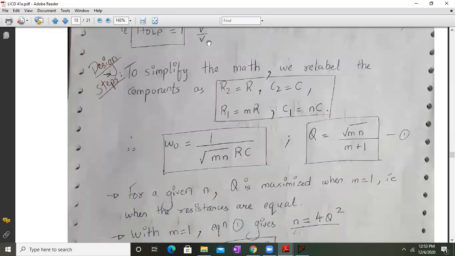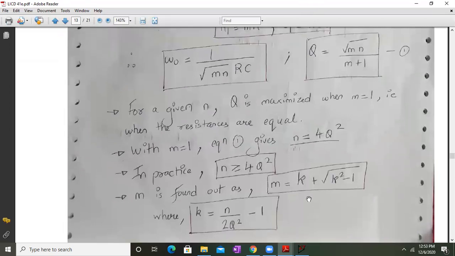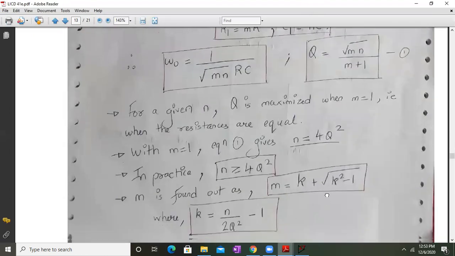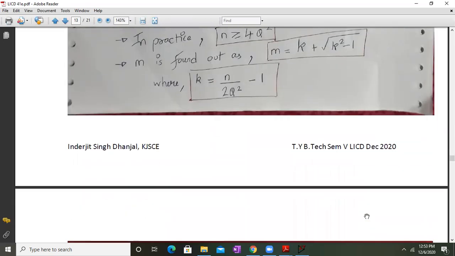So this is your value of K. No, this is small k actually, not that particular K. This is different. That K is the passband gain, and this k is different. Okay, where k can be found out as N upon 2Q square minus 1. So these are all the design steps for a unity gain design.